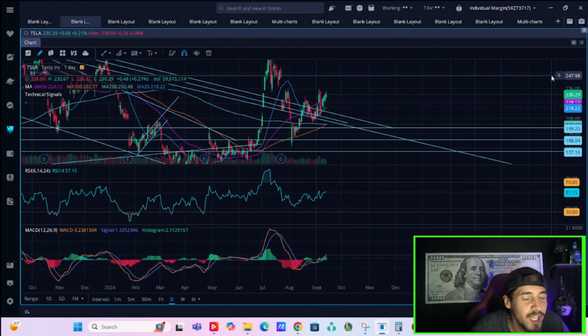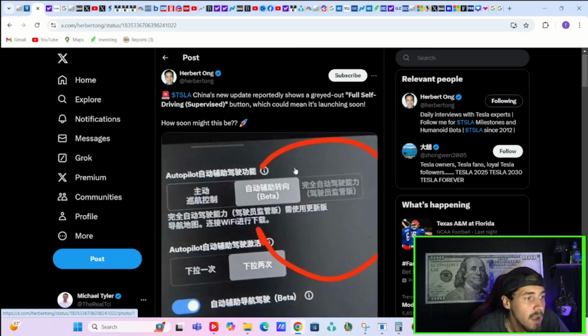Ladies and gentlemen, we have some huge Tesla stock news that you need to know as soon as possible. In a new update over in China that's reportedly showing a grayed out full self-driving supervised button, which could mean it's launching soon. But how soon is this going to be? Is this going to be before the Robotaxi event on October 10th or after?